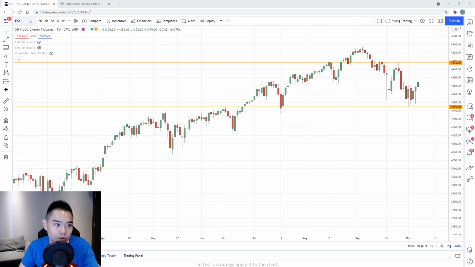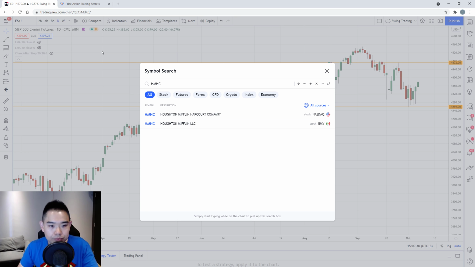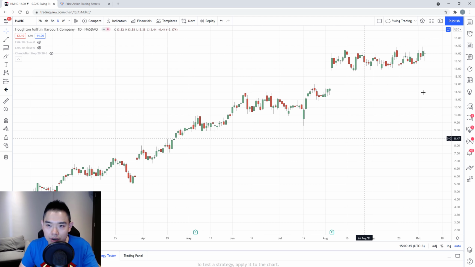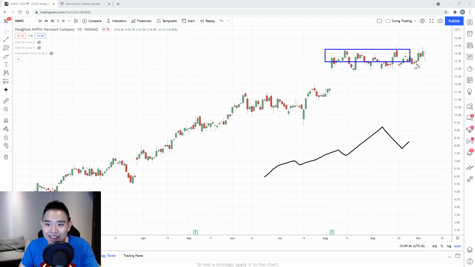So one example is this one over here, HMHC, Houghton Mifflin Harcourt Company. You can see this stock, unlike the S&P 500, which I've shared with you earlier, which was making a pullback and continuing to go up higher, is right now already forming a buildup at the highs, consolidating potential energy, getting ready, in my opinion, to possibly make a breakout.